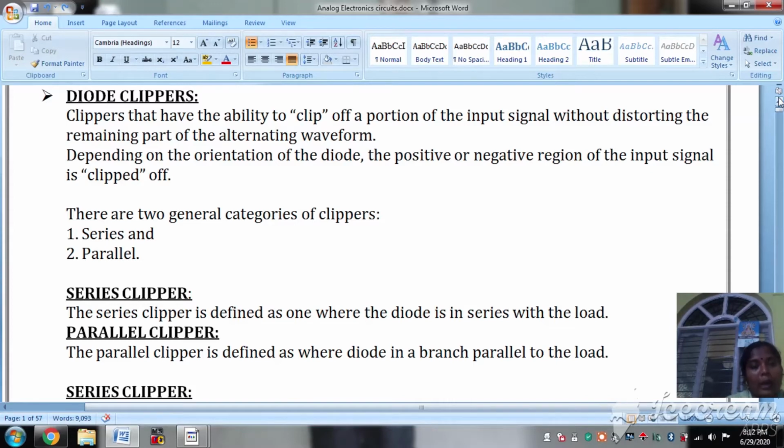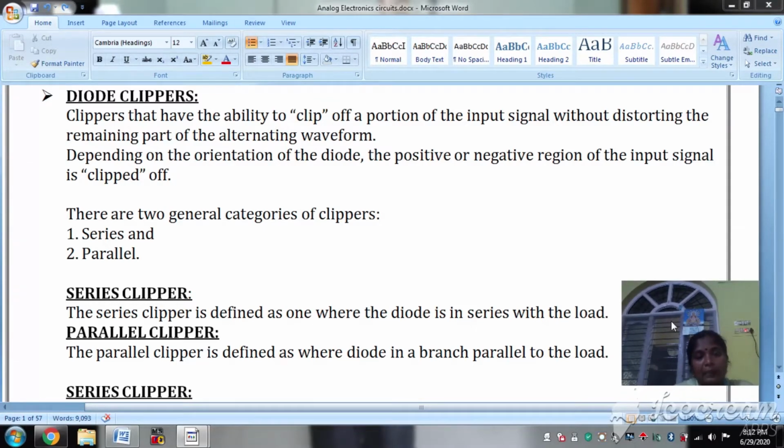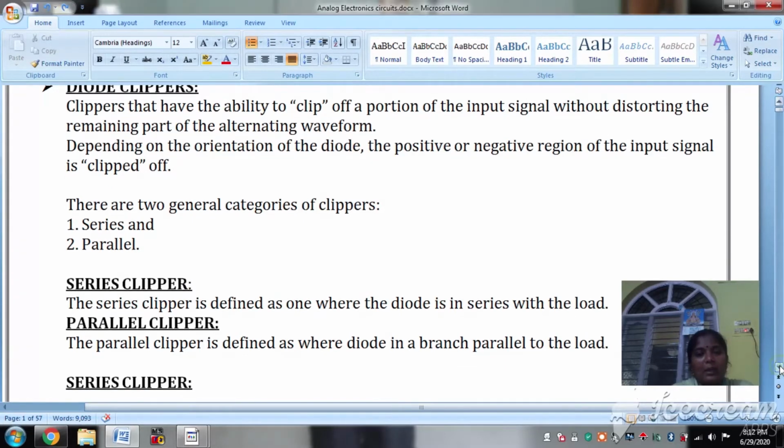How do we identify the series clipper and parallel clipper? A series clipper is one where the diode is connected in series with your load. The load is nothing but your resistance. If the diode is connected in series with the load, then the circuit is said to be a series clipper circuit. Similarly, if the diode is connected in parallel to the load, then it is said to be a parallel clipper. This is the very important difference between the series clipper and the parallel clipper. Now I will show the circuit diagram of the series clipper.